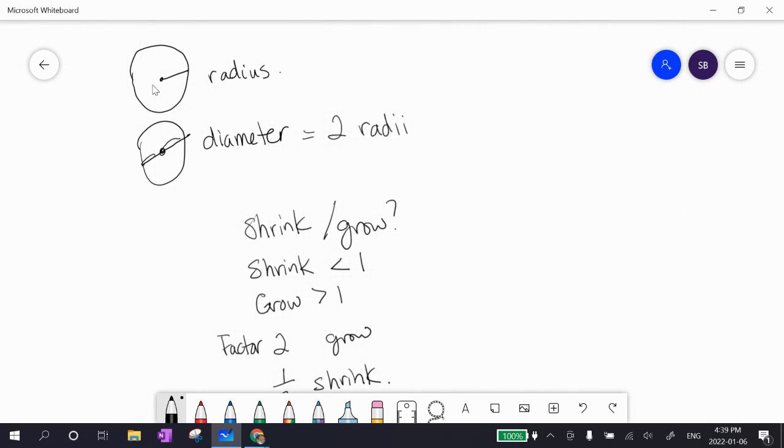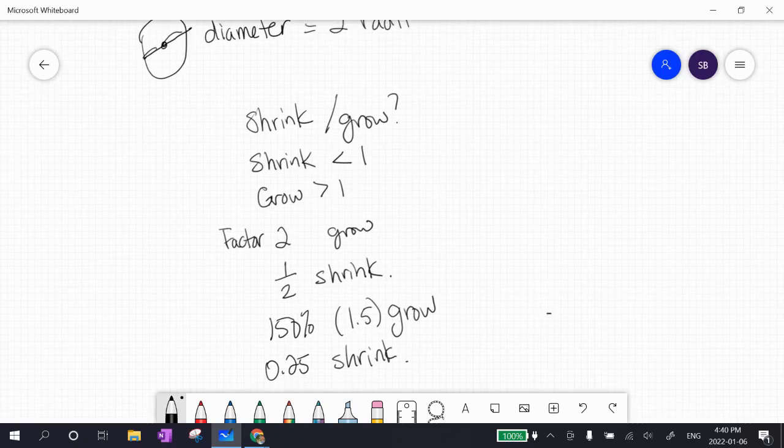A radius is from the center of the circle to the edge. A radius is linear, it's a line. Diameter is from one edge to the other, right through the middle. So it is 2 radii. Again, it is a line, so if you were trying to make a bigger or smaller circle, you would use the linear scale factor.